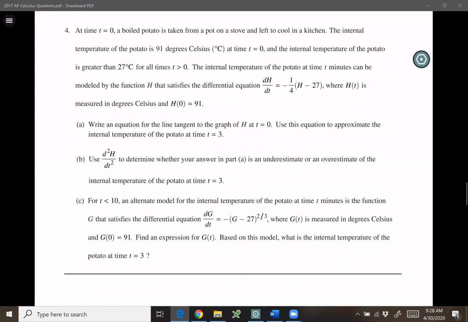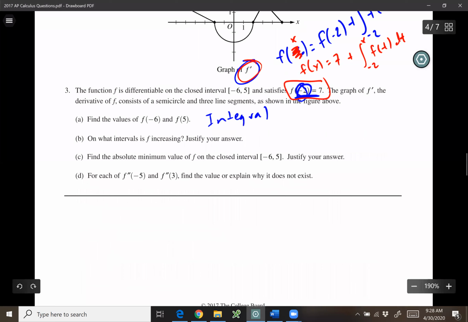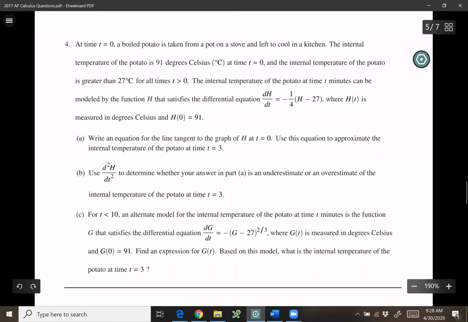Question 3, I think I just did. Yeah. Question 4 is this baked potato question. Tangent line, I'm not going to go over. I think we should be okay with tangent lines, right? Tangent line, and then use it to plug in 3.